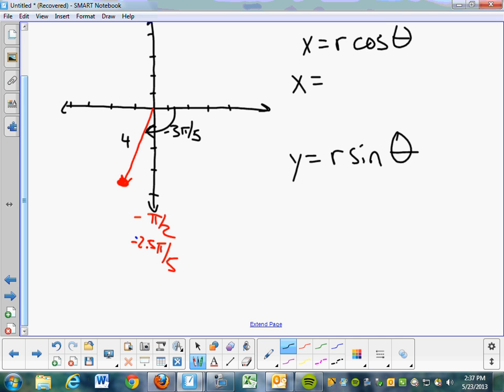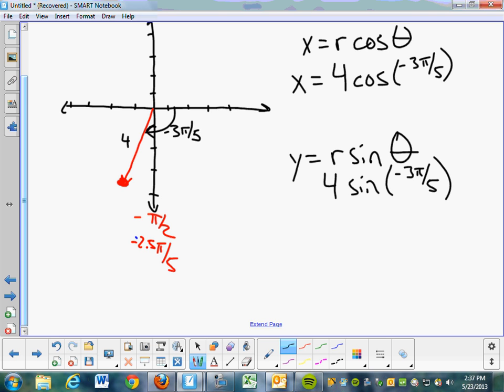So I have x is equal to 4 times the cosine of negative 3 pi over 5, and y is 4 times the sine of negative 3 pi over 5, which I have no idea what those values are, so I'm going to have to go to my calculator and come up with some decimals. But Riz is quicker than I am to the calculator, so she's going to calculate the first one. That's my x value.